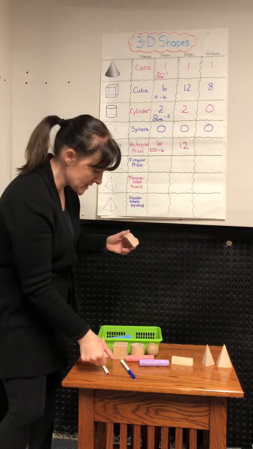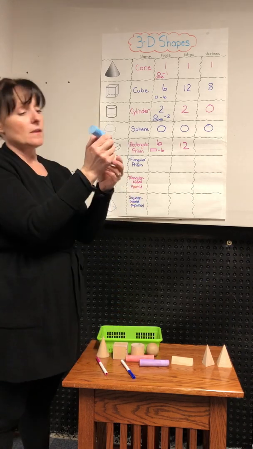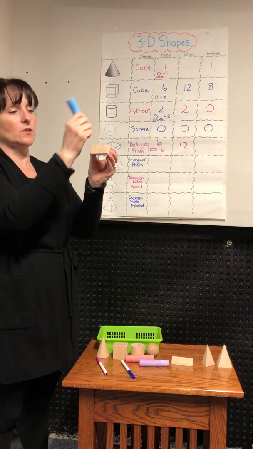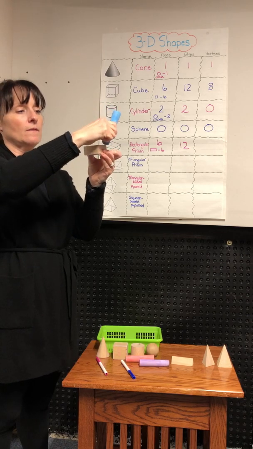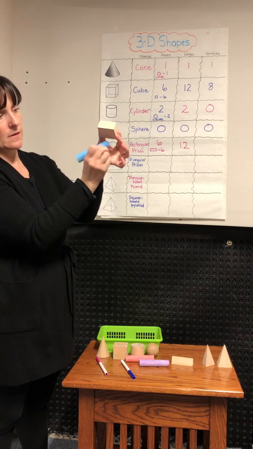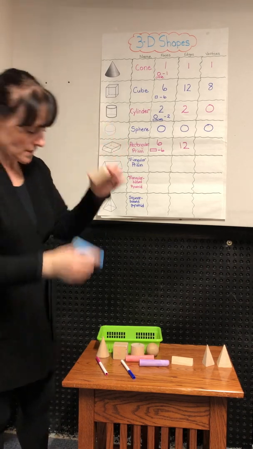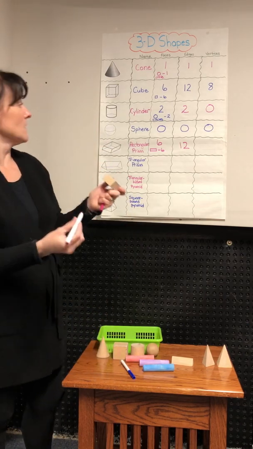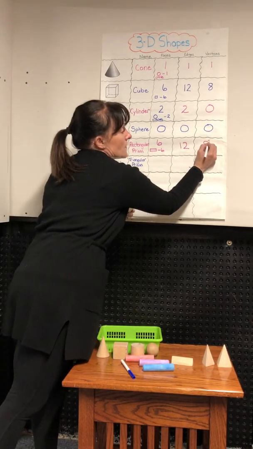Then for our vertices, same thing. So we'll count the pointy parts. 1, 2, 3, 4, 5, 6, 7, and 8. So we have 8 vertices on a rectangular prism.